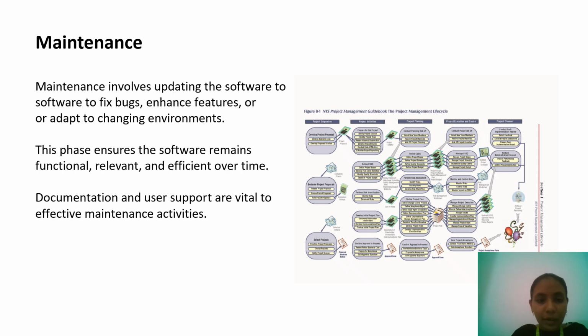And the last one is maintenance. Maintenance involves updating the software to fix the bugs, enhance the features, or adapt to a changing environment. This phase ensures the software remains functional, relevant, and effective over time. Documentation and user support are vital to effective maintenance activities.